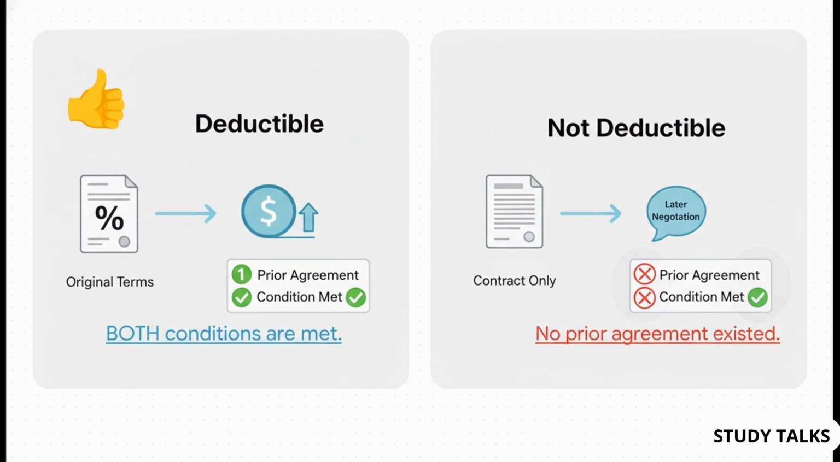But now look at the right. It's the same situation, but this time the discount was offered later during a negotiation. See the difference? Because that first condition, a prior agreement, is missing, the discount is not deductible for GST purposes.